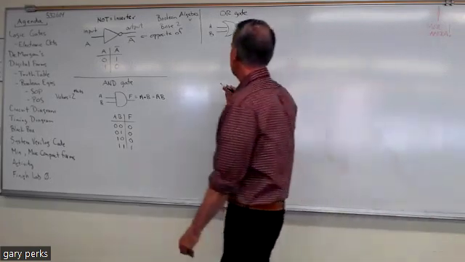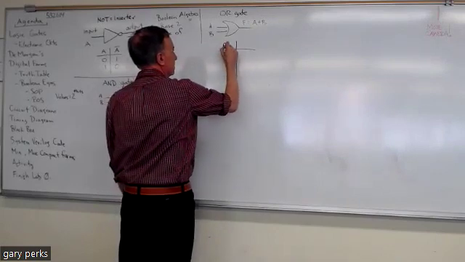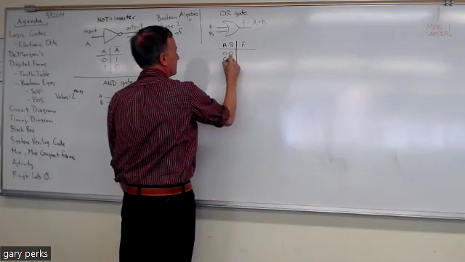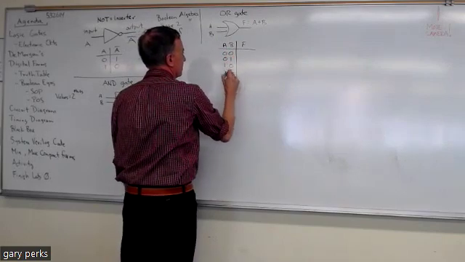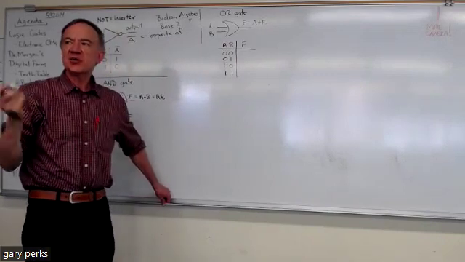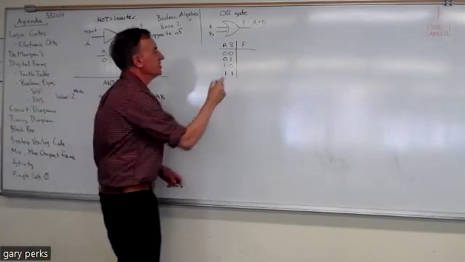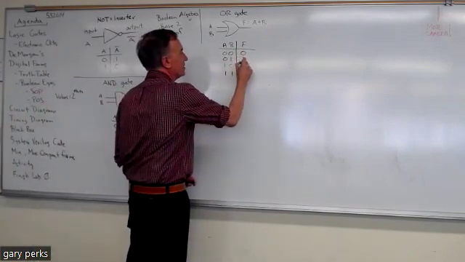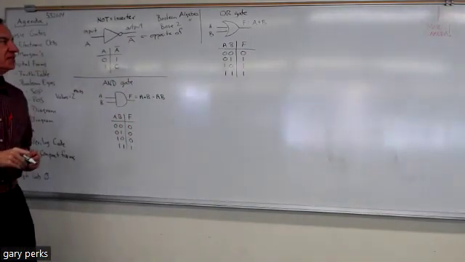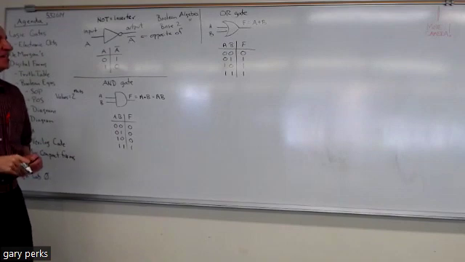Okay, and the truth table looks like that. In an OR gate, you'll get a 1 out as long as at least one of the inputs is a 1. You only get a 0 out when all the inputs are 0. So it would look like this. Okay, so those are the 3 gates that are on that handout.